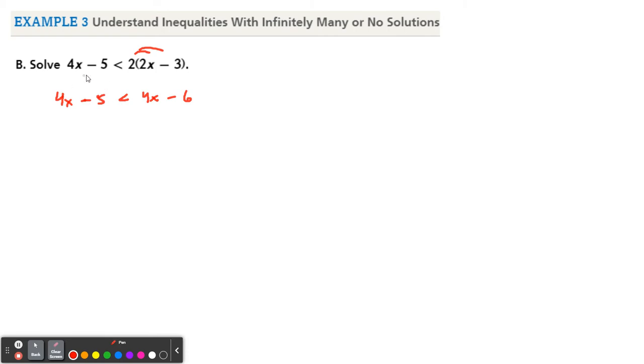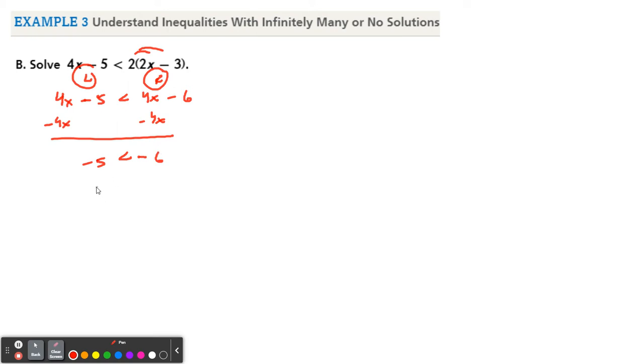Again, I don't see any like terms on the left-hand side, don't see any on the right-hand side, but I do see x's on both sides. Let's combine the x's by subtracting 4x here, subtracting 4x there. The 4x is canceled, negative 5 comes down, the less than stays the same. The 4x is canceled again, and negative 6 comes down. And now you have the inequality negative 5 is less than negative 6, and this is actually not true.